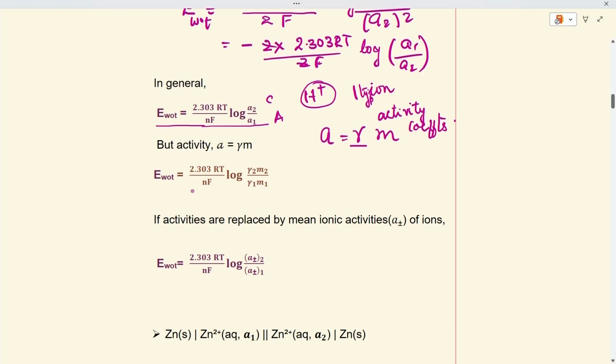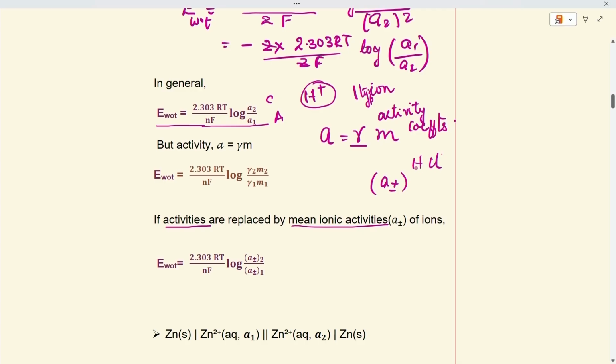This is without transference. Now, what we are going to do is substitute the activities by mean ionic activities, that is A plus or minus, just because if I take an electrolyte, for example HCl, I have H plus ions and Cl minus, and you cannot determine the activity of H plus alone or the Cl minus alone.